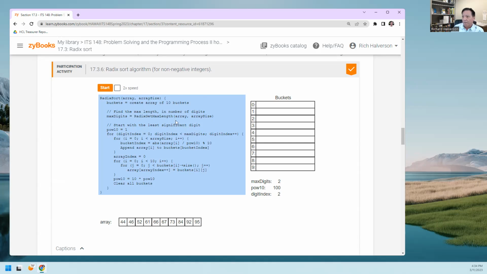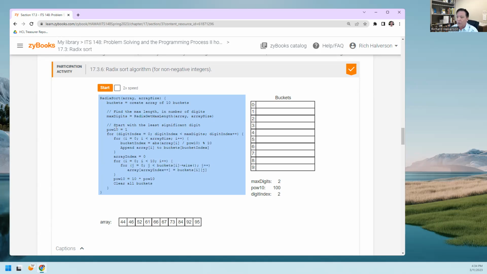All right, so we start out by creating the array of 10 buckets. So here's the array of 10 buckets, and then we have to figure out how many digits the biggest number has, because that's how many times we have to go through this cycle. So this is going to get the maximum number of digits, and in this case it's going to be 2. If there's a number between 100 and 1000, it'd be 3, and so on.